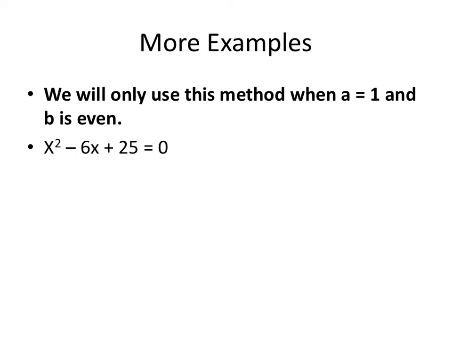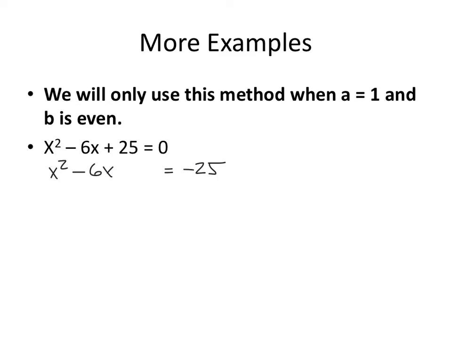So here's another example. I would check and make sure this is not a perfect square trinomial. It's not. It almost is, because 25 is a perfect square. But then this would have to be a negative 10. So my first step, subtract 25 from both sides.